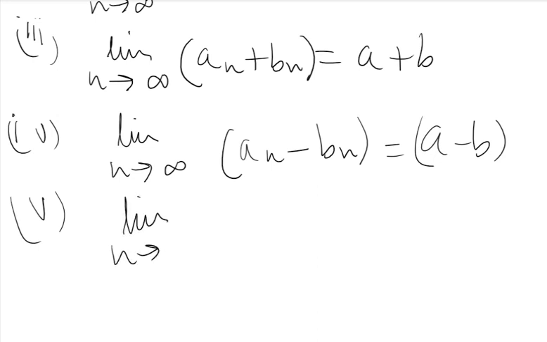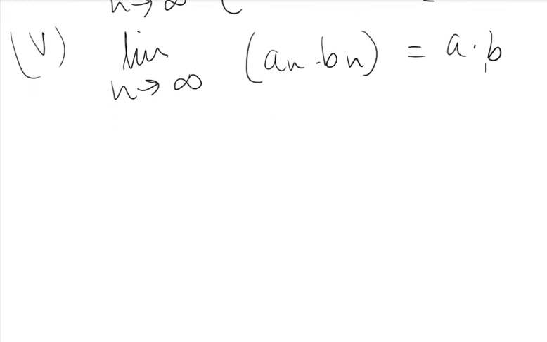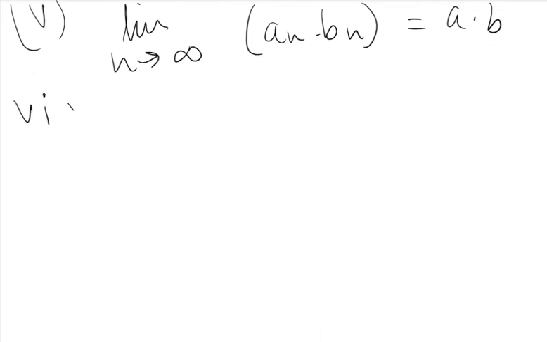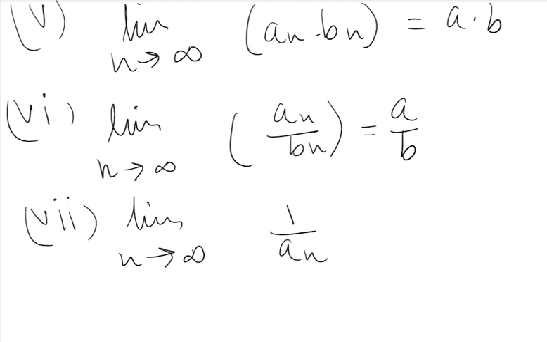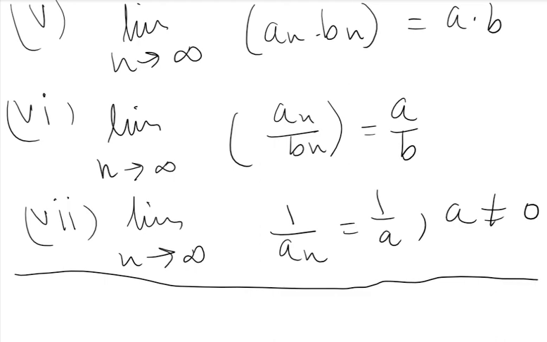Let's go on to part 5. Limit n tends to infinity a n b n multiplied, that is actually a dot b. Now of course if there is a multiplication, there has to be a division as well. So the sixth one would be limit n tends to infinity a n by b n is equal to a by b. One more, part 7: limit n tends to infinity 1 by a n is equal to 1 by a, and of course a not equal to 0. You must have that condition that a is not equal to 0.